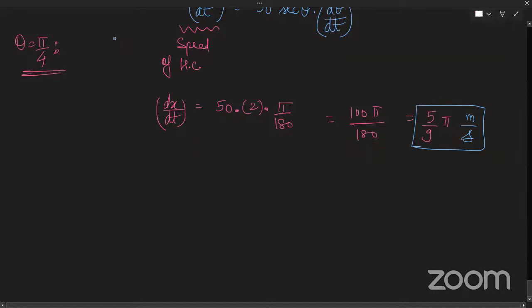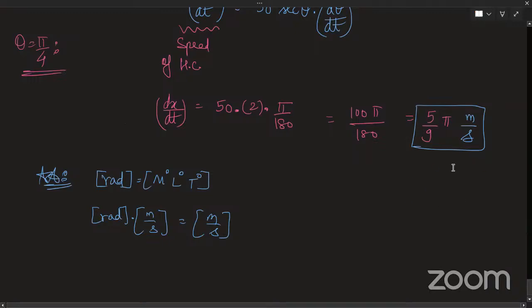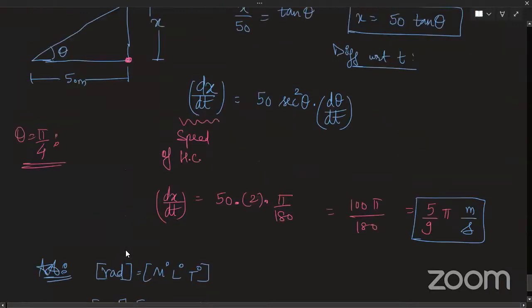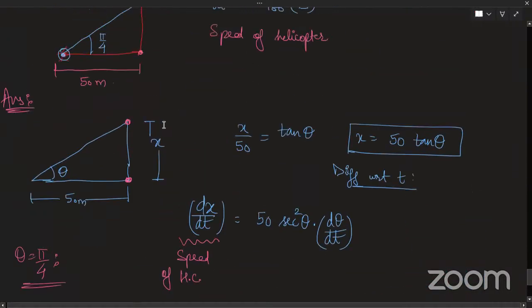Just one small point. Radian is a unit, I know. What is the dimension of radian? Dimension of radian is M0 L0 T0. So don't get confused. If you multiply radian with meter per second, it will still remain meter per second. The units won't change. That is why I'm getting my answer in meter per second. Anyway, it is more on the physics side, but the velocity will come out in terms of meter per second only, not in terms of radian per second.